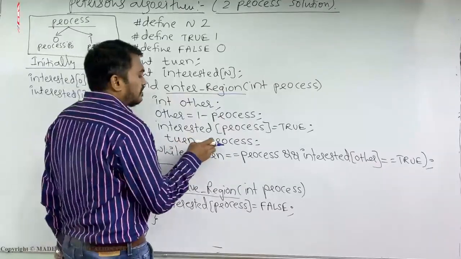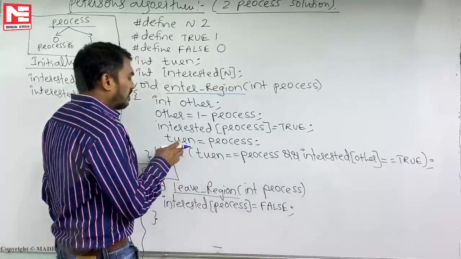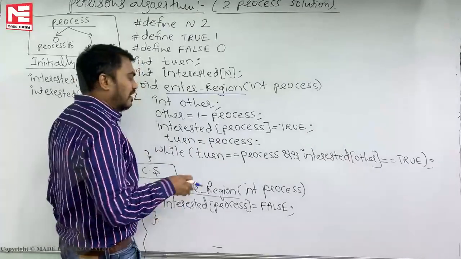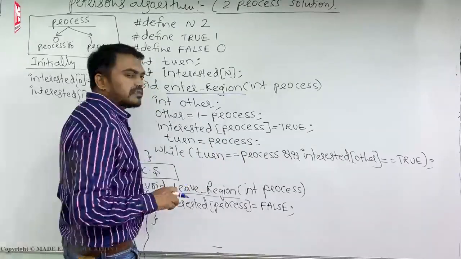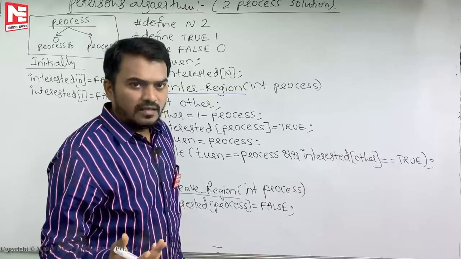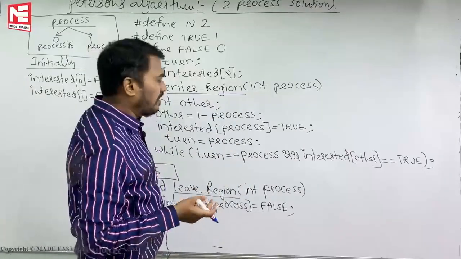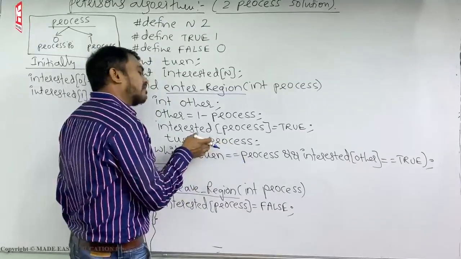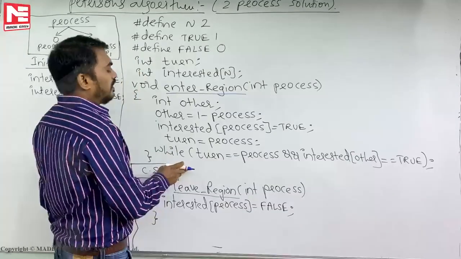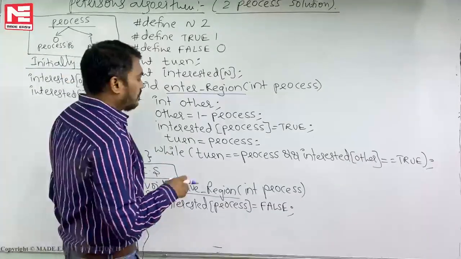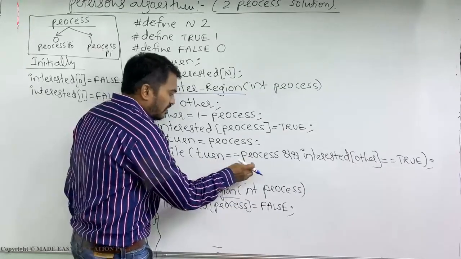And turn equal to process. Understand here, the process value will be assigned to turn. What can the process value be? Either 0 or 1. You can take anything, whichever process you are executing, that will be the process value. So the process value will be assigned to turn. And next, in the while loop, you are checking turn equal to process.